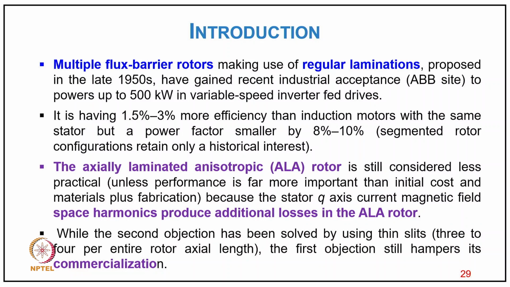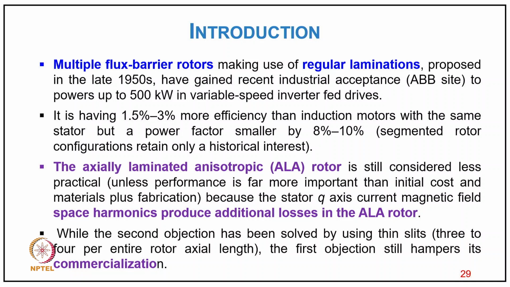So multiple flux barriers making use of regular laminations, proposed in 1950, has gained recent industrial acceptance by ABB up to a power of 500 kilowatt in variable speed inverter fed drives. It has 1.5 to 3% more efficiency than an induction motor with the same stator, but the power factor is smaller, by 8 to 10%. Segmented rotor configuration retains only a historical interest.